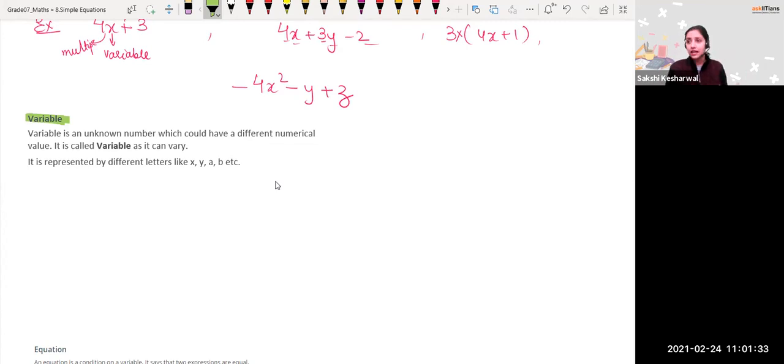That is why we study algebra. That is where things cannot be fixed and we write the generalization. Whenever we want to change the value, we can change the value, right? So it says that a variable is an unknown number which could have different numerical values. It's called a variable and it can vary. It is represented by different letters like x, y, a, b, c. You can take any of the English alphabets as a variable, any letter, but generally in practice we take x and y, a and b.